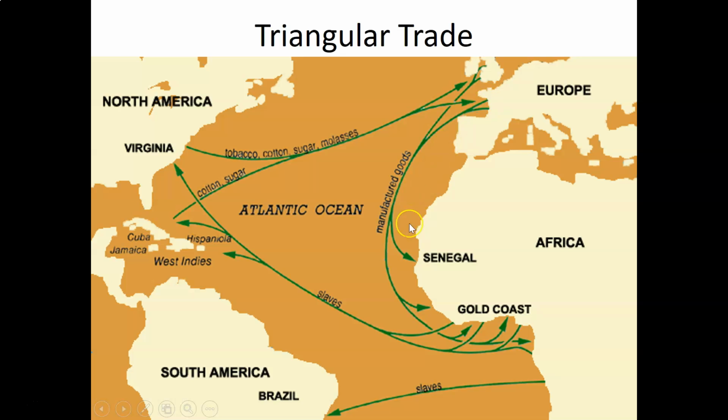So here's the first leg, Europe to Africa, manufactured or finished goods. Africa to the Americas, you have slaves, and then you have resources that have been produced or harvested by the slaves and then sent in the Americas and sent back to Europe.